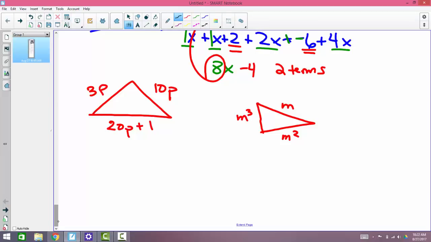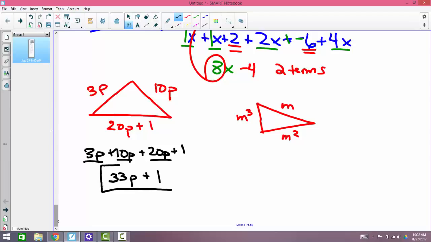So you have 3p plus 10p plus 20p plus 1. Actually, I'm going to do the 10 and the 20 first. They're easier to group. That's 30. And then 30 plus the 3 is 33p. That's that associative property. And then the 1 hangs out on its own. So 33p plus 1 is your answer. That's two terms. And 33 is the coefficient. Leading coefficient is what it's called.